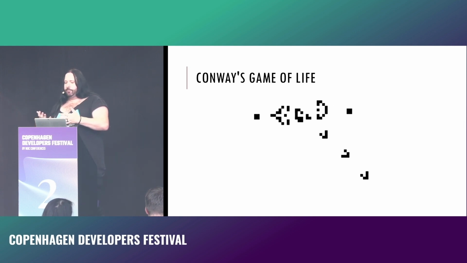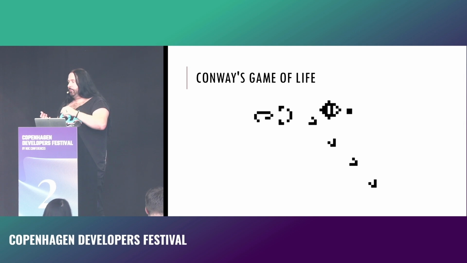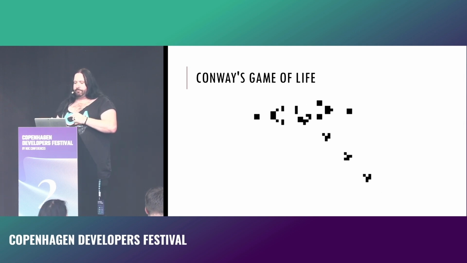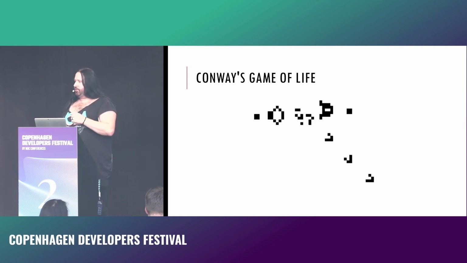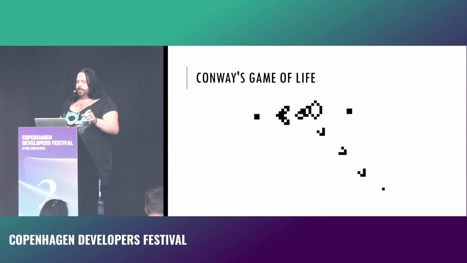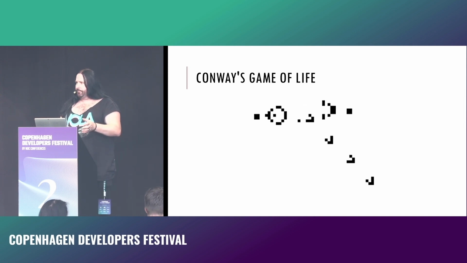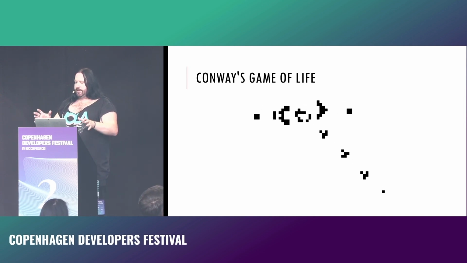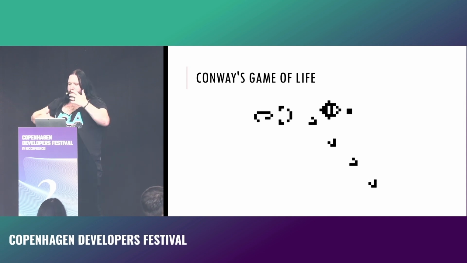So the rules are very simple. Any living cell with fewer than two live neighbors dies, as if by underpopulation. Any cell with 2 or 3 neighbors lives on to the next generation, and any living cell with more than 3 neighbors dies because of overpopulation. Finally, any dead cell with exactly 3 neighbors comes alive. So we've got this kind of state machine thing.